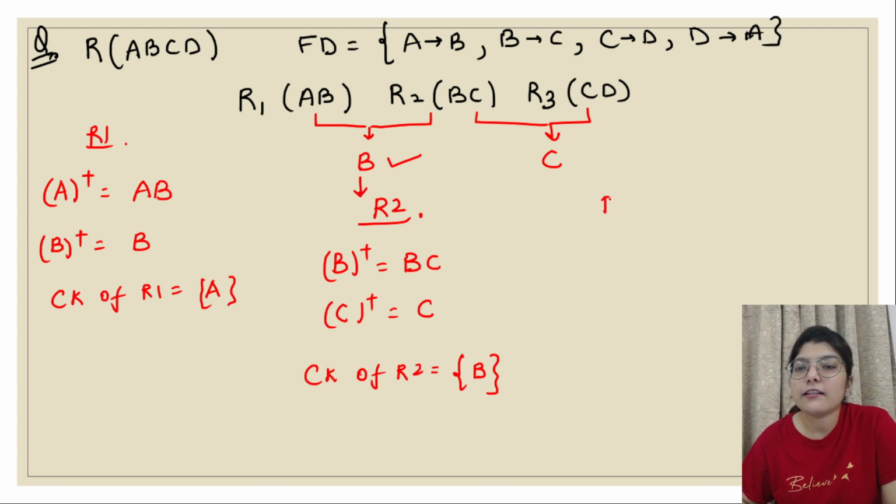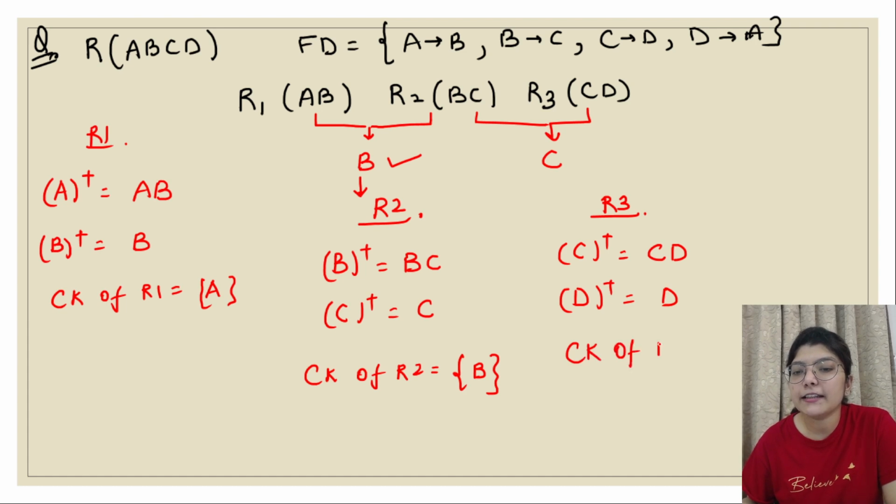Let's check for R3. So in the case of R3, what is the candidate key? In R3 we have C and D. So we'll take the closure of C. C will give you C and D closure will give you only D. Right? So what is the candidate key of R3? The candidate key of R3 is C, and it should be C only. So therefore this is a lossless decomposition.